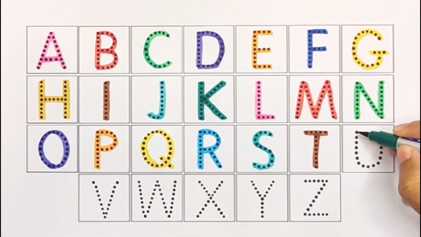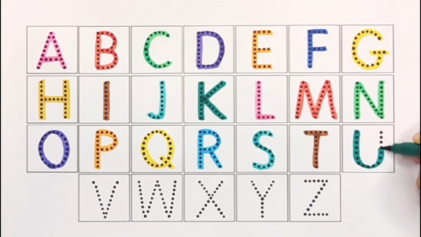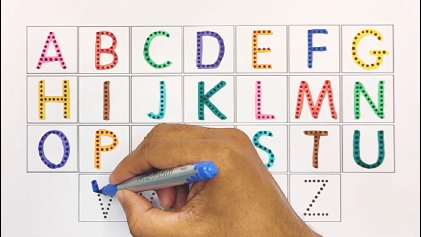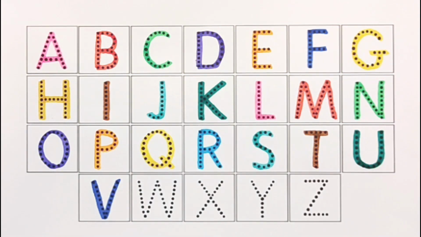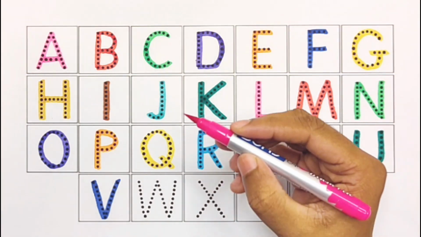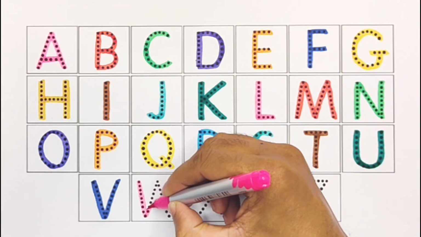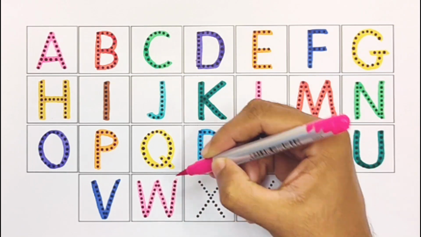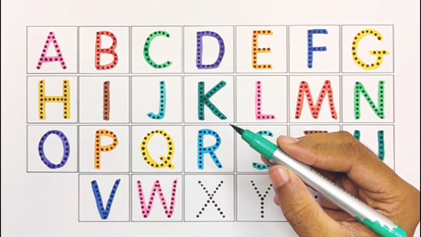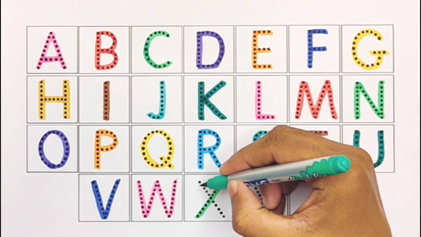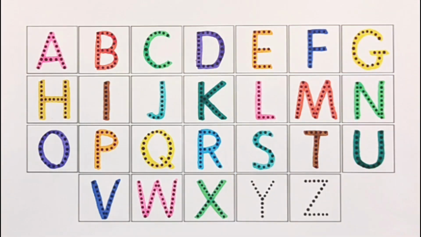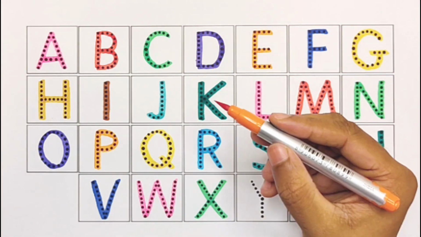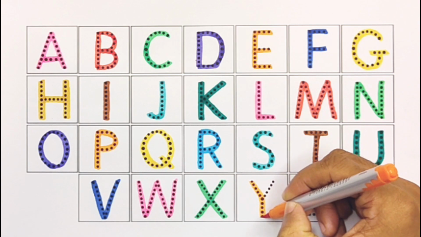Green color. U for unicorn. Blue color. V for vest. Pink color. W for watermelon. Light green color. X for xylophone. Orange color.